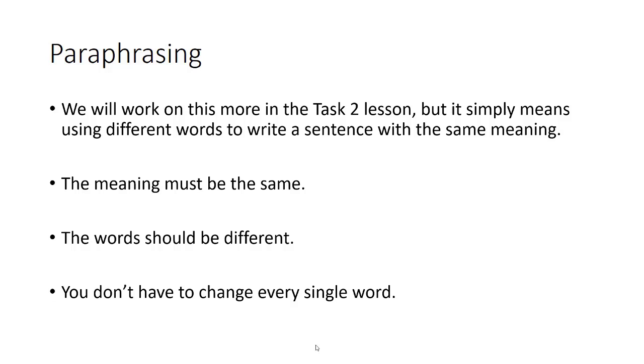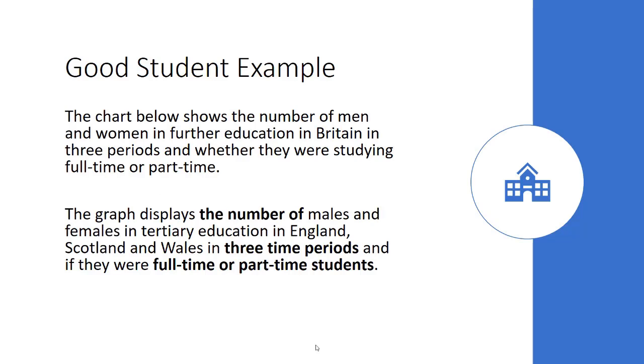This is where students lose a lot of time and make a lot of mistakes. They think that they have to change every single word. There are some words that you just can't change. And we'll look at that in a bit more detail. So let's look at a good student example. So here's the question and here's their paraphrase. So let's look at the question. The chart below shows the number of men and women in further education in Britain in 3 periods and whether they were studying full-time or part-time.